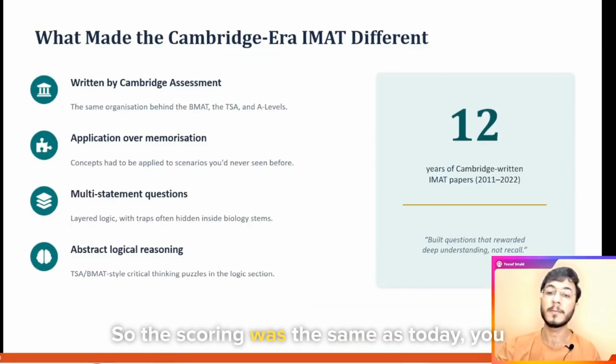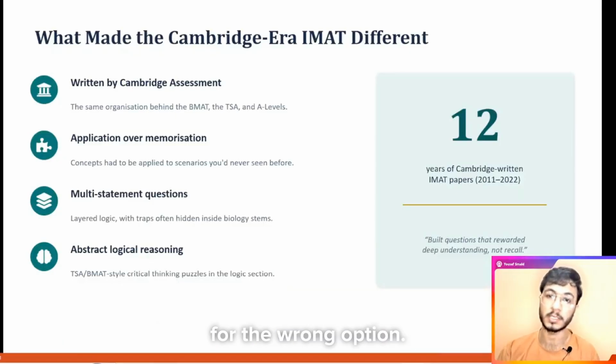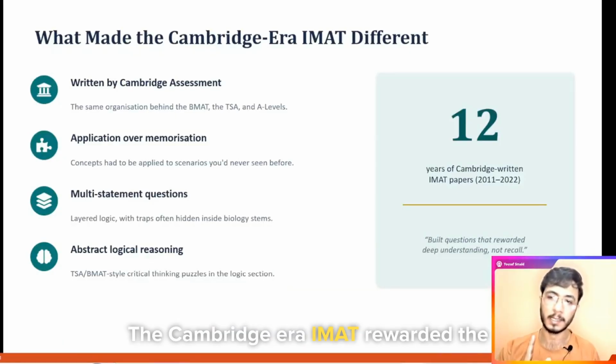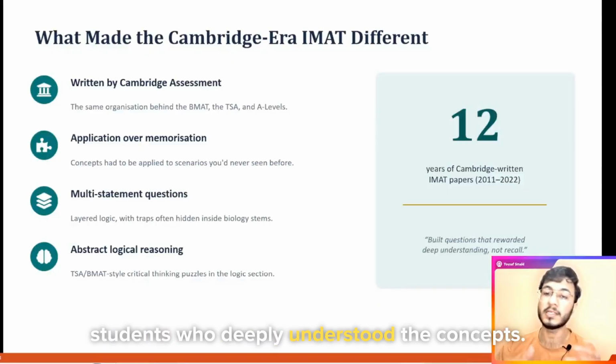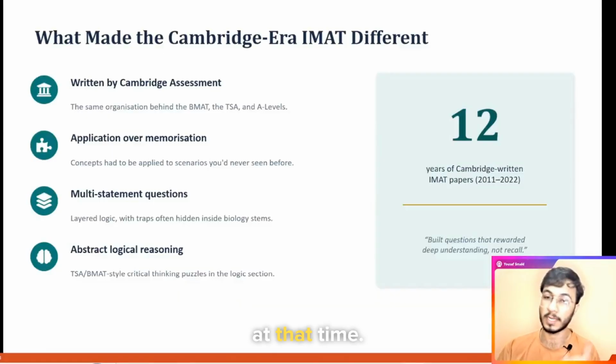So the scoring was the same as today, plus 1.5 for a correct answer and minus 0.4 for a wrong option. But the feel of the paper was completely different, right? The Cambridge era IMAT rewarded the students who deeply understood the concepts. Memorizing the facts alone was not enough at that time.